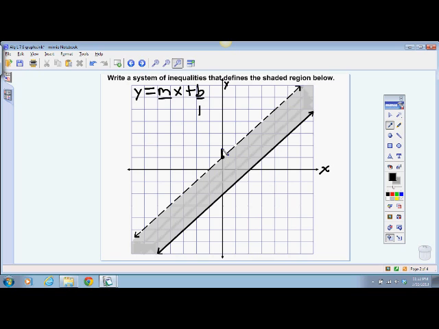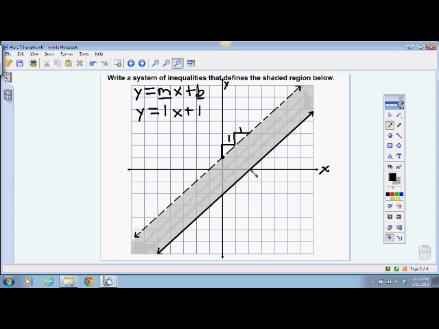And our slope is rise over run. So how much are we rising and how much are we running each time? 1 over 1, so we can just write it as 1x. Or we don't even have to write a 1. Okay, so we know the equation for this line is y equals x plus 1.